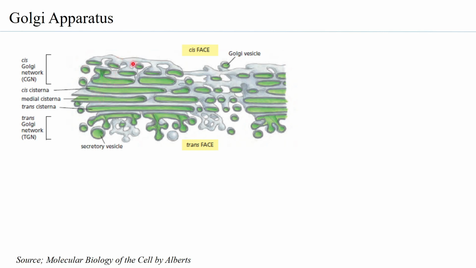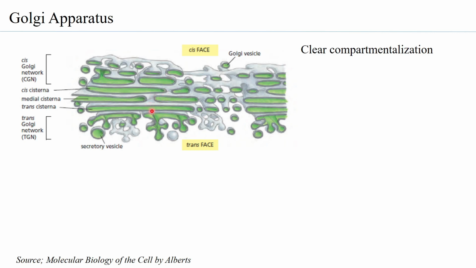Those cisternae that are close to the cis Golgi network, you can see that at the cis Golgi network you have tubules that are interconnected, whereas these are flattened sacs. Again you will find tubules present at the trans Golgi network as well. So these are very distinctively two faces of the Golgi apparatus. The cisternae close to the cis Golgi network are termed the cis cisternae. The cisternae close to the trans Golgi network are termed trans cisternae, and what is between the cis and the trans are called the medial cisternae.